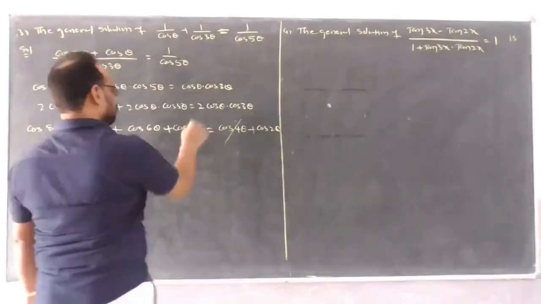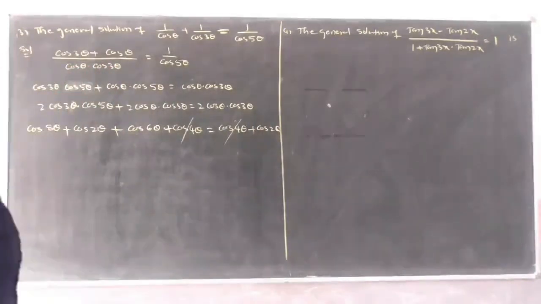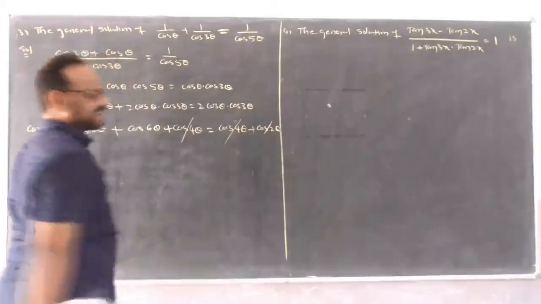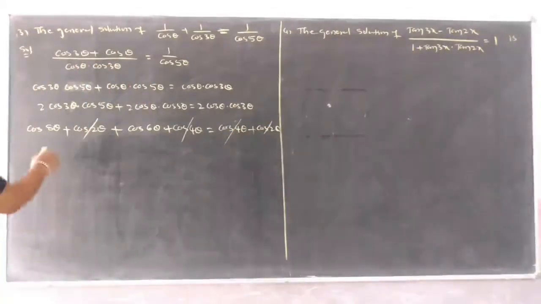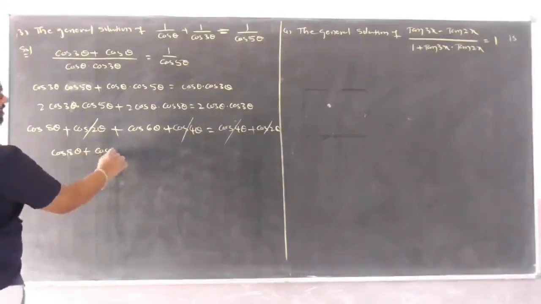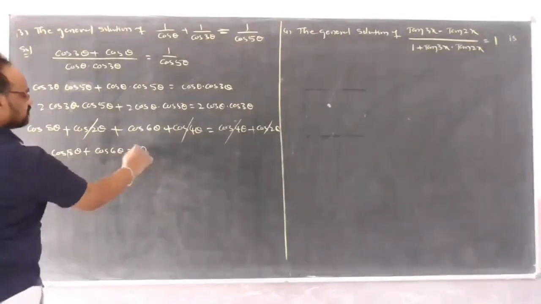Cos 4 theta and cos 4 theta get cancelled. Again cos 2 theta and cos 2 theta get cancelled. We get here cos 8 theta plus cos 6 theta is equal to 0.